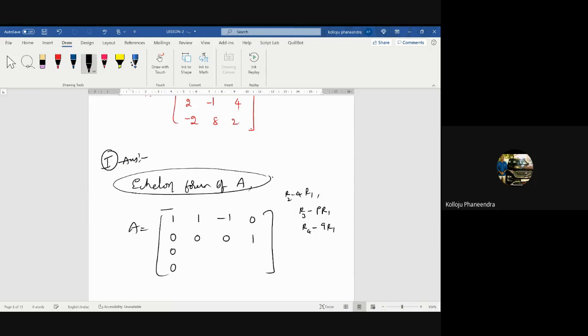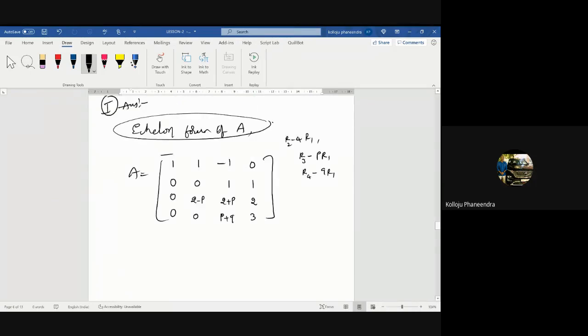This is 1, right? Next one, R3 minus PR1. The third one becomes 0, 0, 1, 1. Right, done. Next, this is 2 minus P. And this is 2 plus P. And this is just 2. Fourth one: 9 minus 9. Next, P plus 9, 3. This is over.